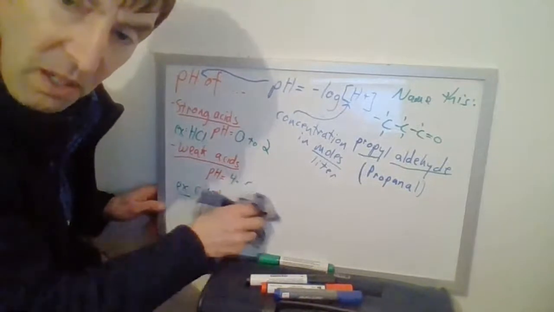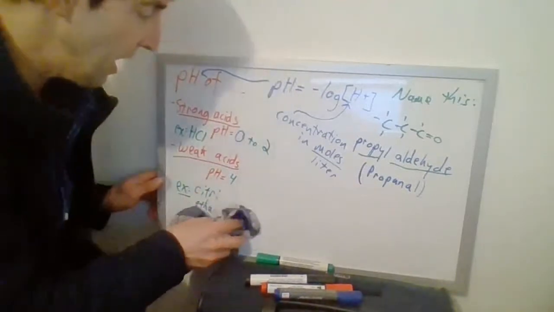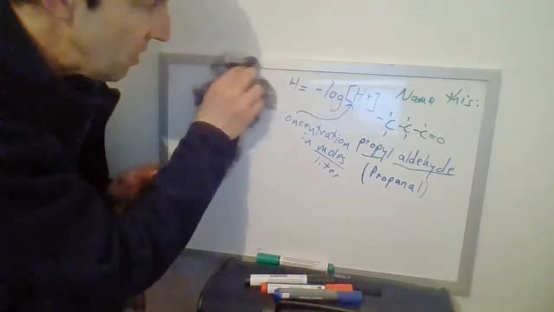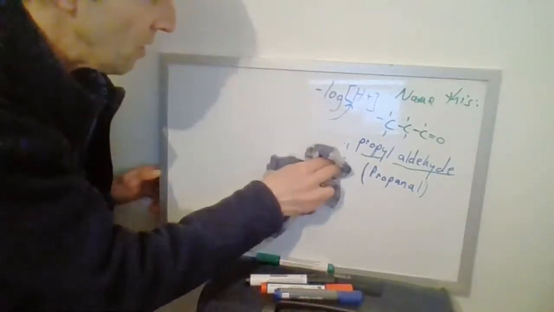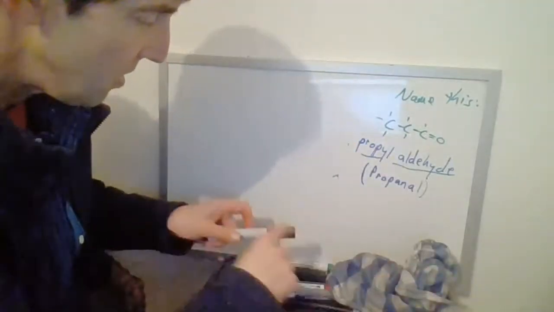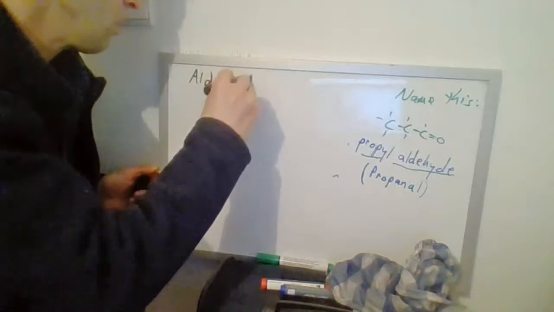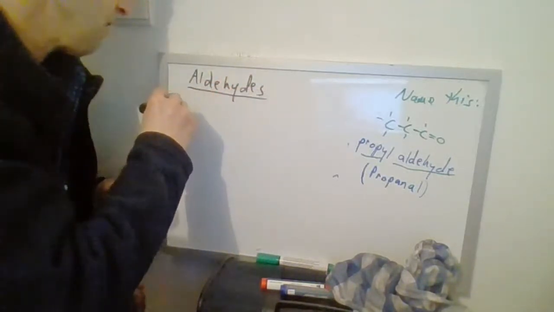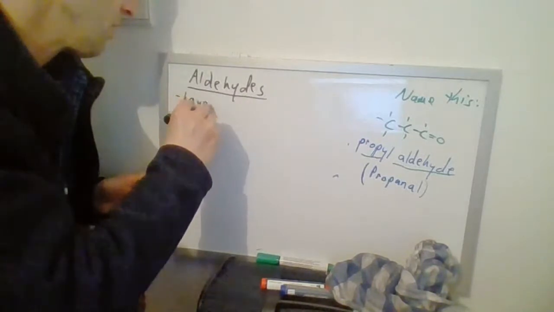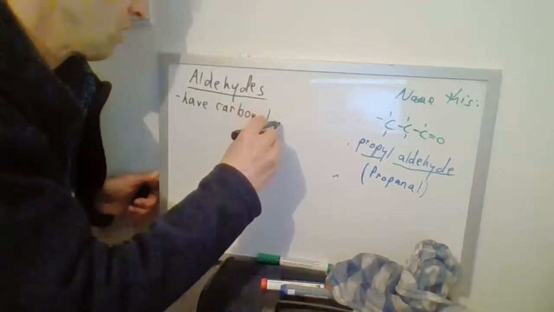Okay, let's review aldehydes because maybe I didn't do it enough last week. Did we have an aldehyde last week? I think we did because we talked about Erlenmeyer's rule and we ended up with an aldehyde. So let's remind ourselves what these are for. All right, aldehydes have carbonyl groups.